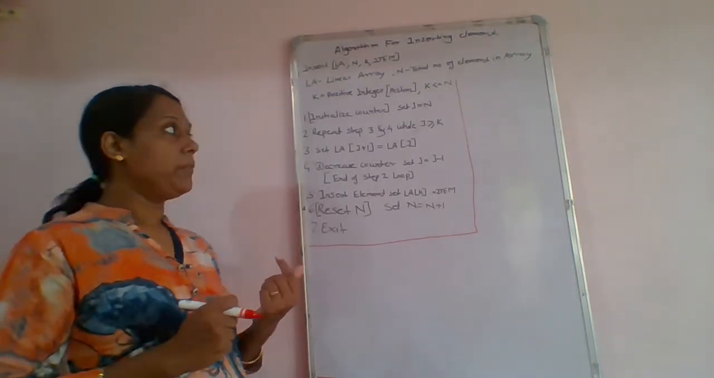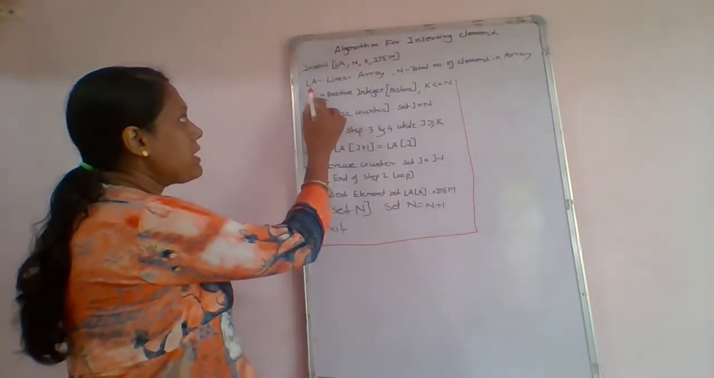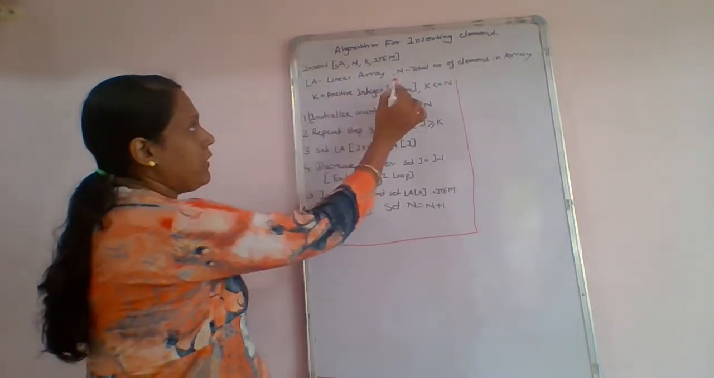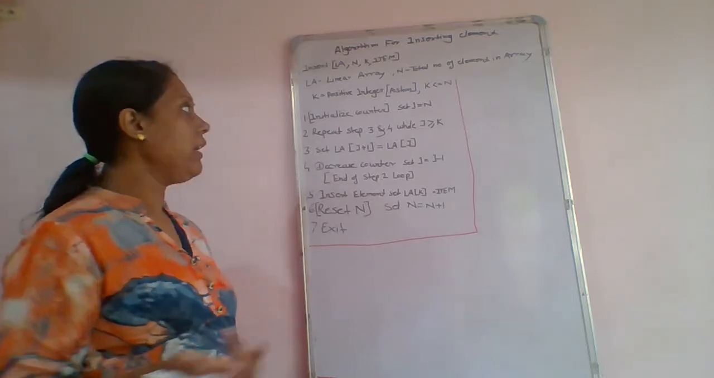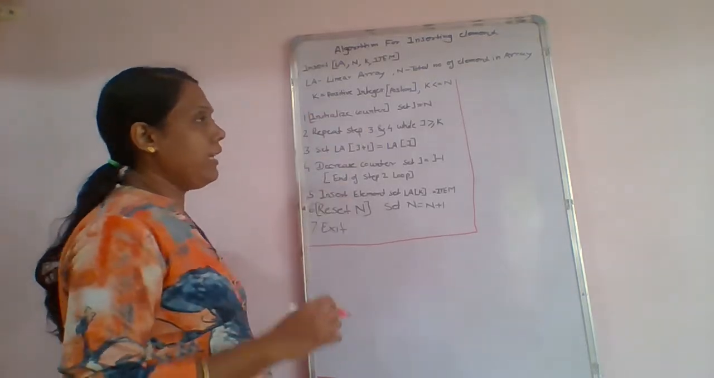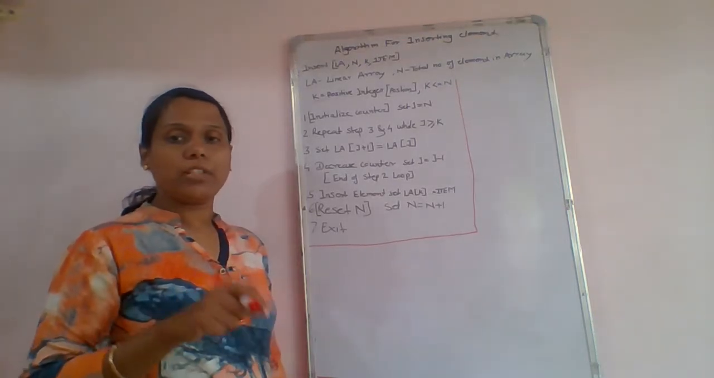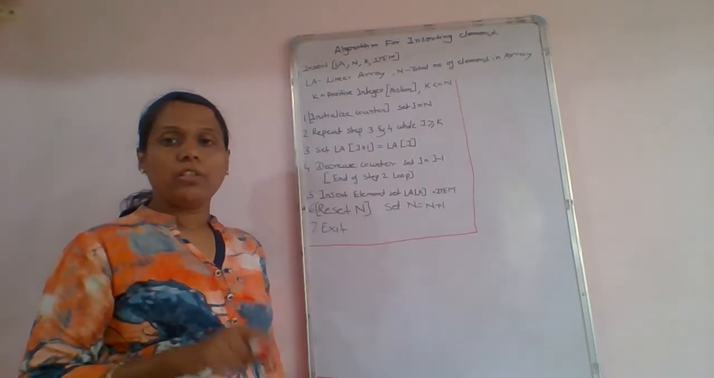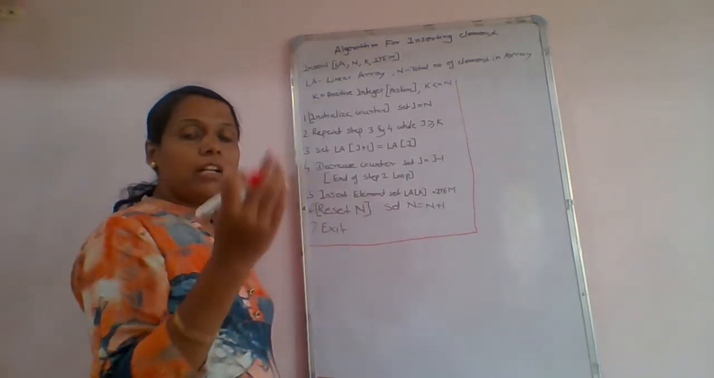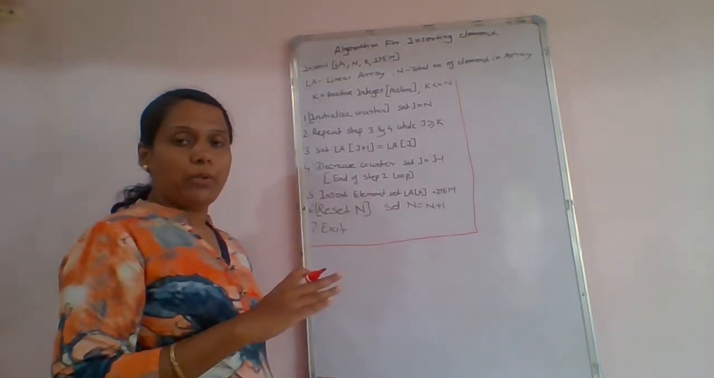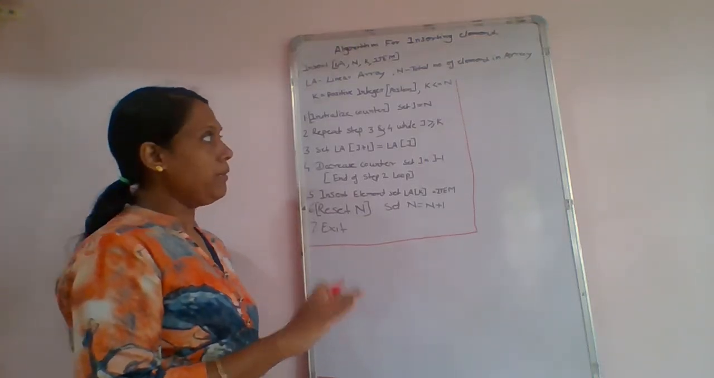Now see, in the algorithm we take different variables: LA, that is the linear array; then N, that is the total number of elements in the array, meaning how many elements are there in the array. Then K is a positive integer, any positive integer. It is the location at which you are going to insert in the array. That K should be less than or equal to N, meaning before the ending point of the array you have to insert that particular item.